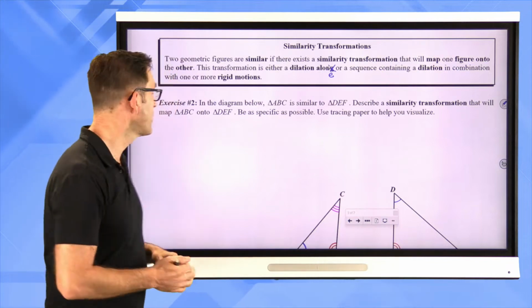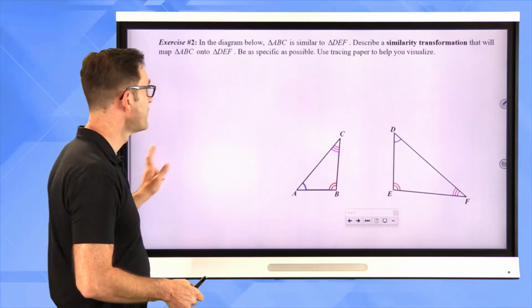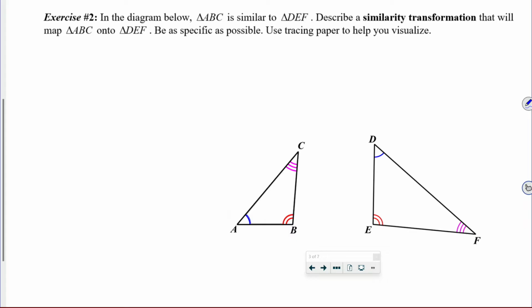So let's take a look at exercise number 2. In the diagram below, triangle ABC is similar to triangle DEF. Describe a similarity transformation that will map triangle ABC onto triangle DEF. Be as specific as possible. Use tracing paper to help you visualize.